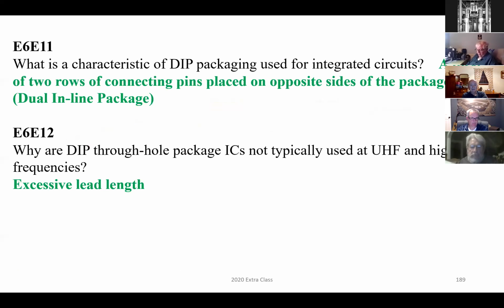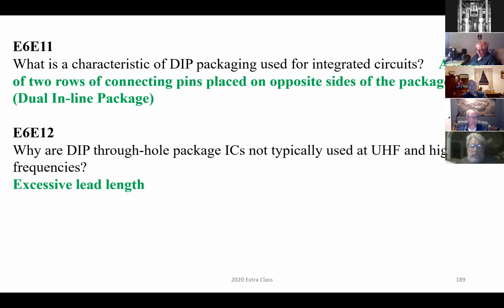Okay, number 11. What is a characteristic of DIP packaging used for integrated circuits? D, a total of 2 rows of connecting pins placed on opposite sides of the package. It's a dual inline package.